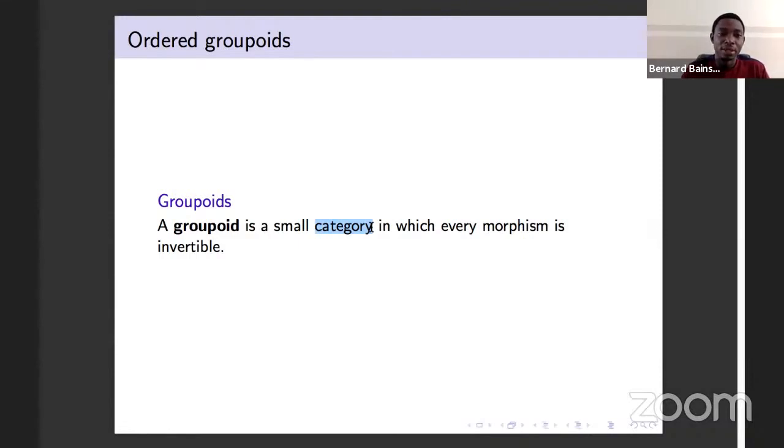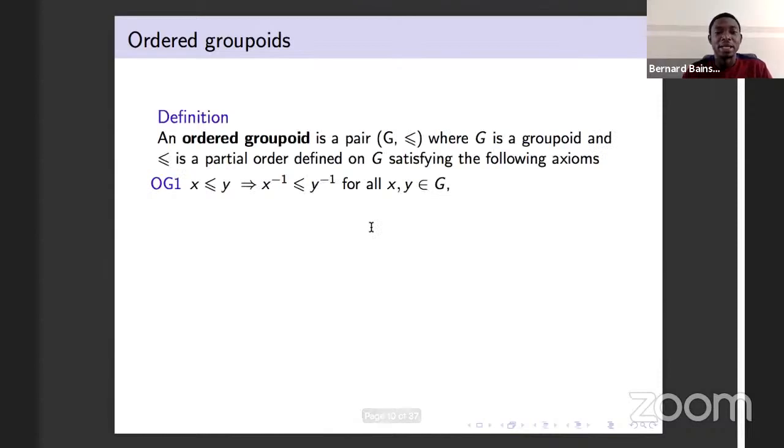Now we throw in the orderedness and then say that an ordered groupoid is a pair, G and then less than or equal to. So G is a groupoid, and then the less than or equal to is the partial order that is defined on G. So it's partial, that means that it is not every pair of elements within G that can be compared using that order relation. So some elements are comparable, others are not.